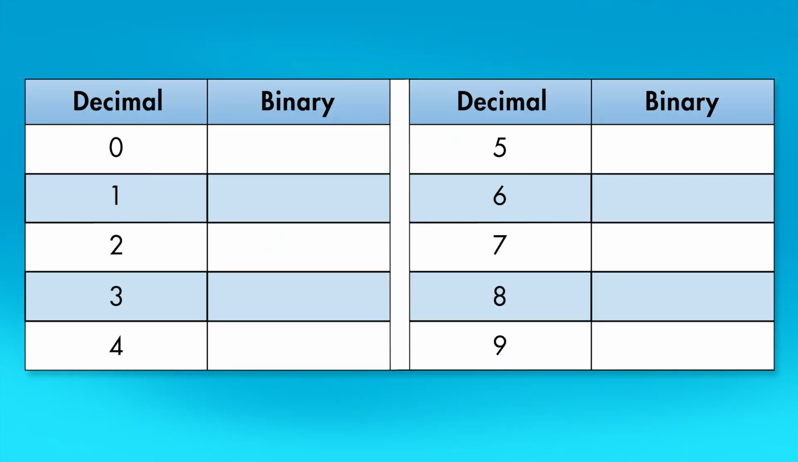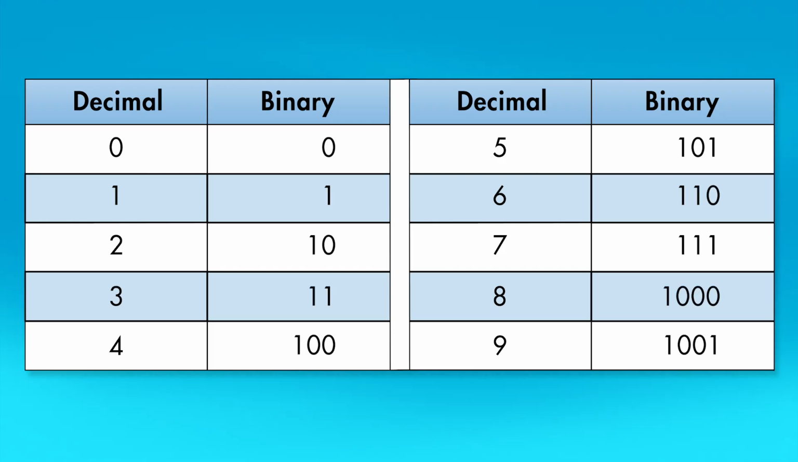The numbering system we use for everyday counting is the decimal system, which uses the digits 0 through 9. The binary numbering system uses only the digits 1 and 0 to represent numbers. Here are the binary equivalent numbers of the decimal numbers 0 through 9.